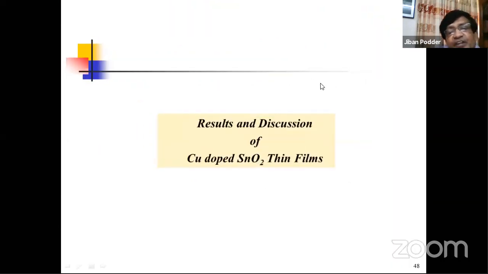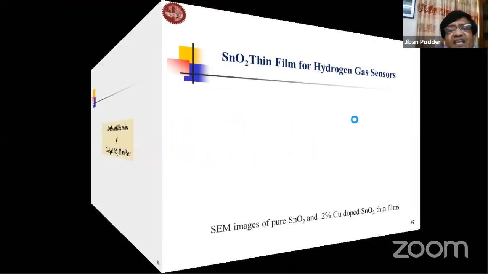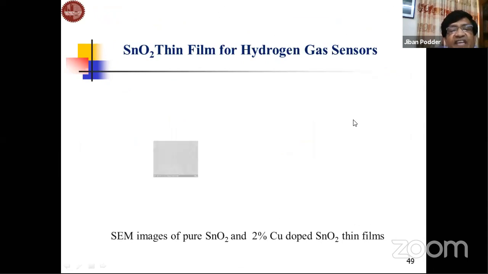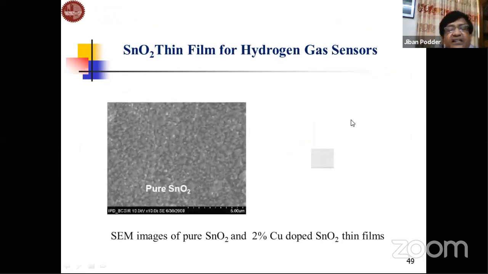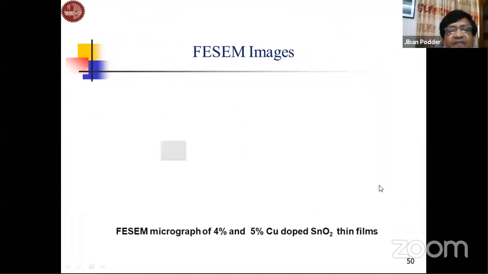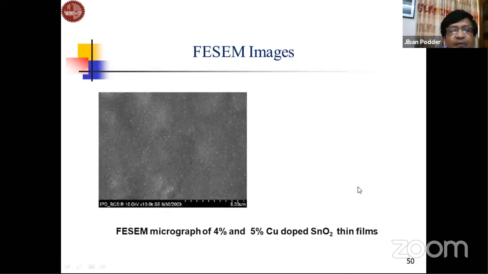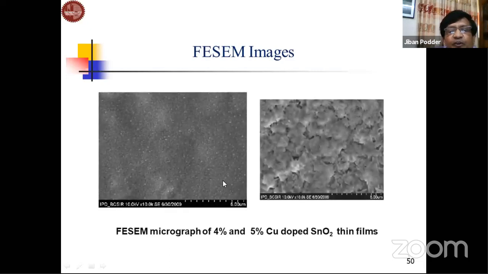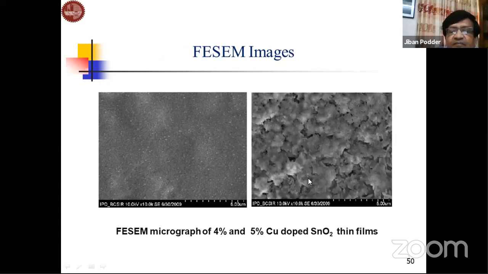This is the copper doped tin oxide you see here. This is the pure tin oxide material on glass substrates, and when we doped 2% copper, we see small holes and porous structures form. This is because of the interaction of the copper with the tin oxide. And then we see 4% copper doped tin oxide, and this is the 5% copper doped tin oxide.